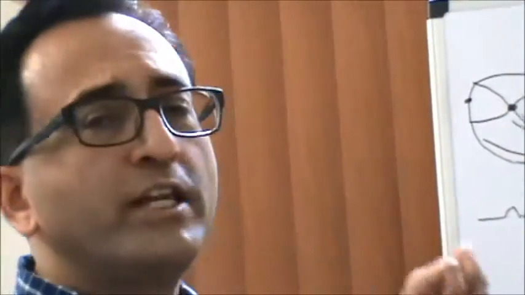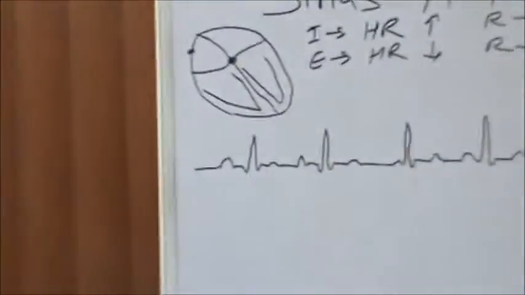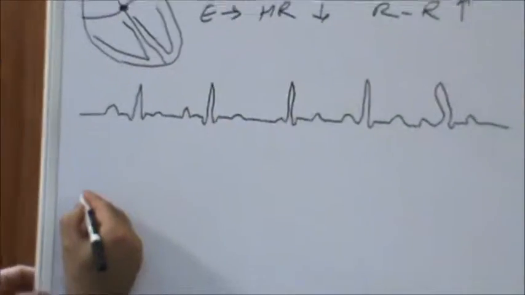Okay. So in sinus tachycardia, what happens? The SA node frequently fires. So you will have more P waves, because P waves, as we now know, represent the atrial depolarization. So as a result, on the ECG tracing, you will see more P waves. Okay, so let me show that here and it will make more sense to you.